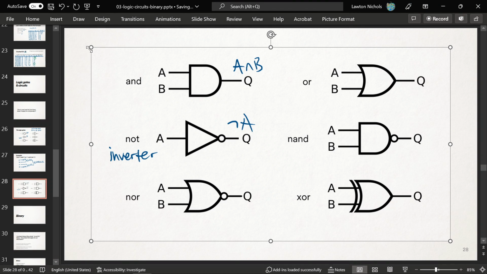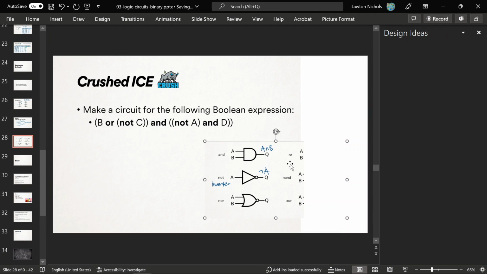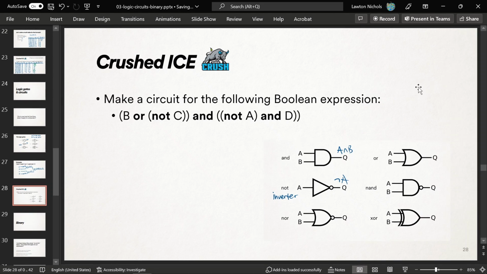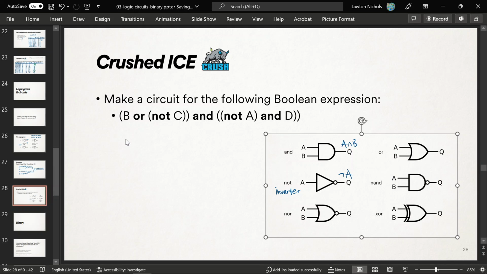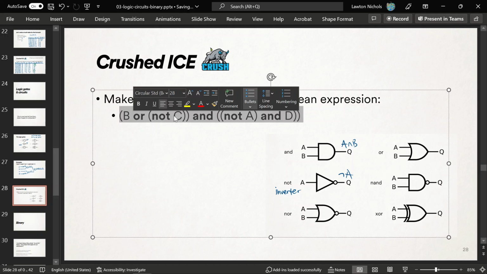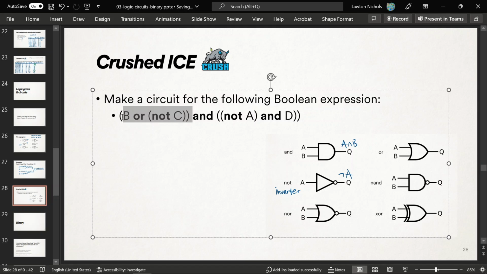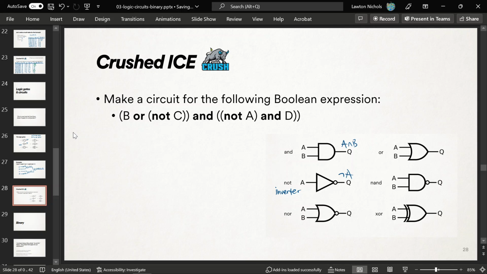And then we'll see if we have a little bit of time left for binary. I don't think we have much. But take like, I don't know, 2 or 3 minutes and make the diagram now for this one. B or not C and not A and D. Use the parentheses as your guide, like you got to get this one first and then this one and then AND them together, things like that. So try to help each other make the circuit for this one. Give me 3 minutes and then I'll do it. So how would you wire up stuff to compute this answer?